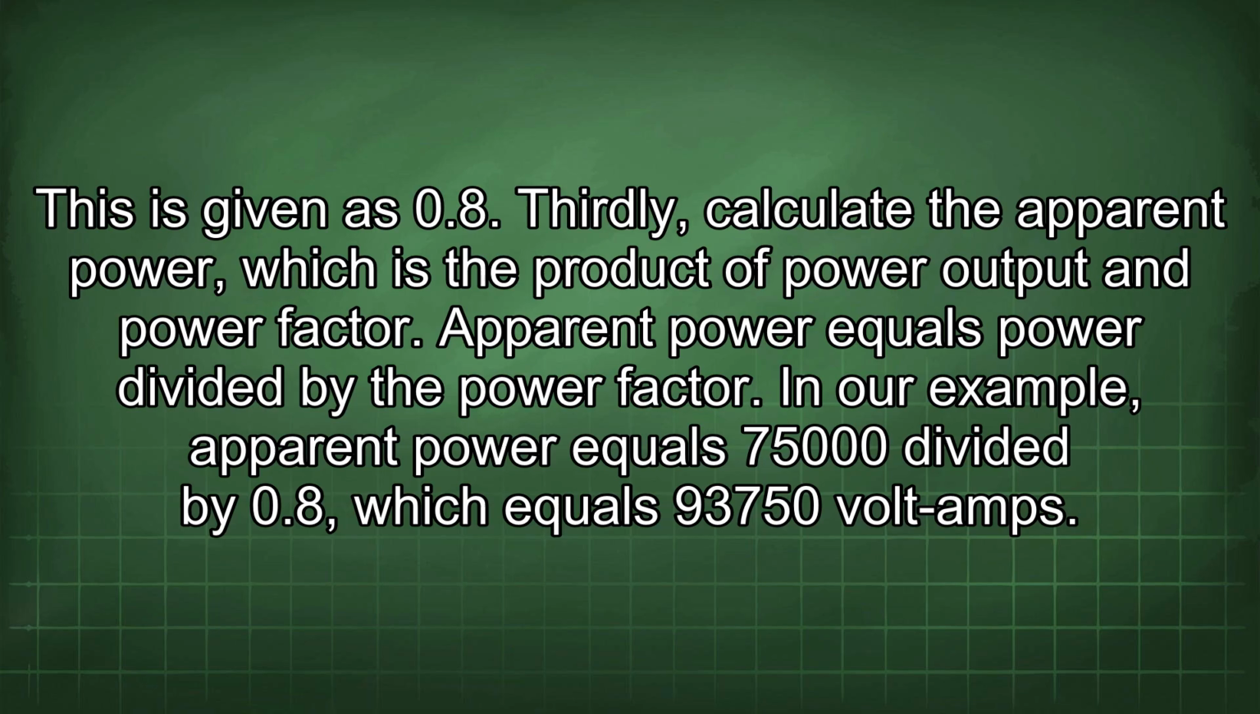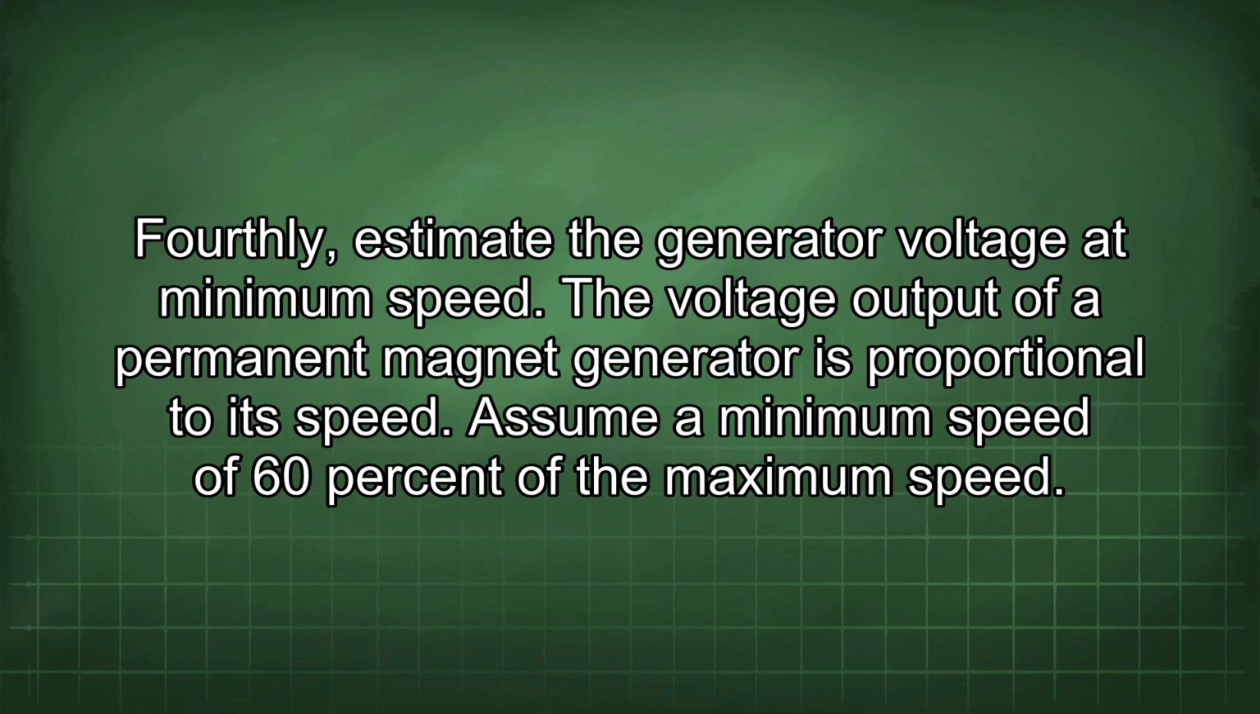Thirdly, calculate the apparent power, which is the product of power output and power factor. Apparent power equals power divided by the power factor. In our example, apparent power equals 75,000 divided by 0.8, which equals 93,750 volt amps.